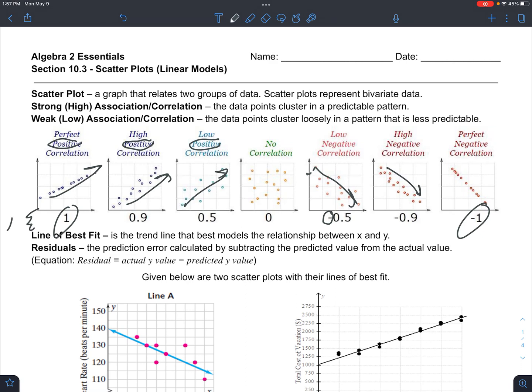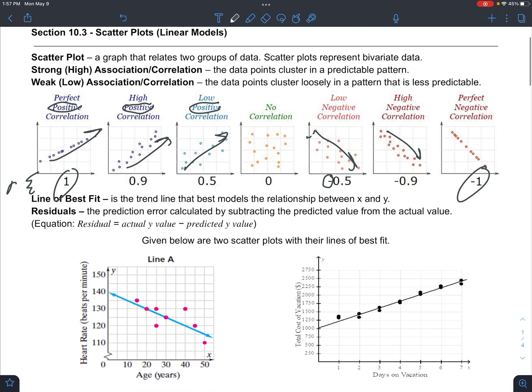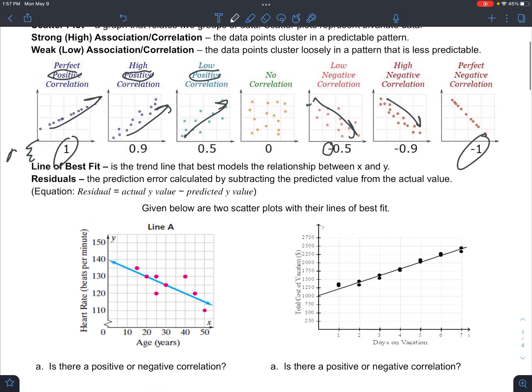This is called R, which is called the correlation coefficient. It's a special number that tells us how correlated something is, how tight those dots are, and whether it's going up or down, okay? A line of best fit is a line that we can draw between highly correlated points and lowly correlated points too. And a residual, we're going to talk about a few of those today, is how far off your observation was from what was predicted to happen.